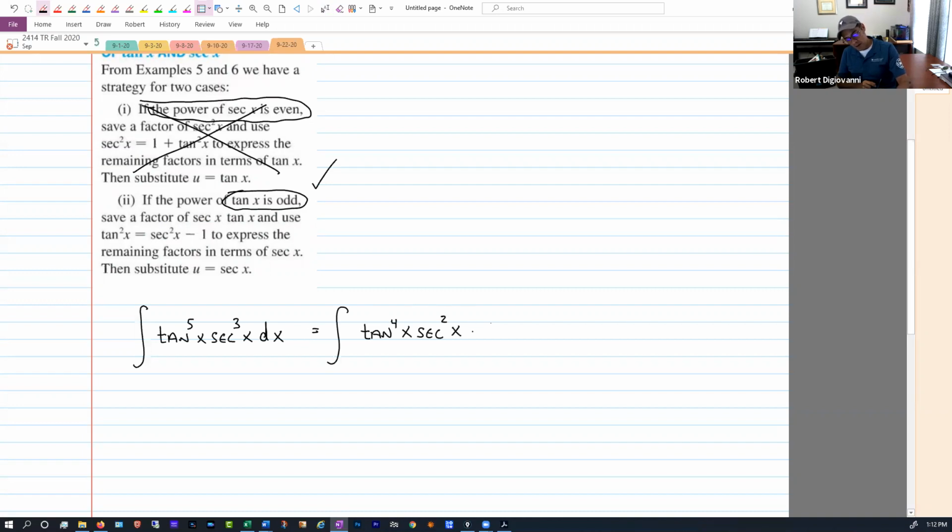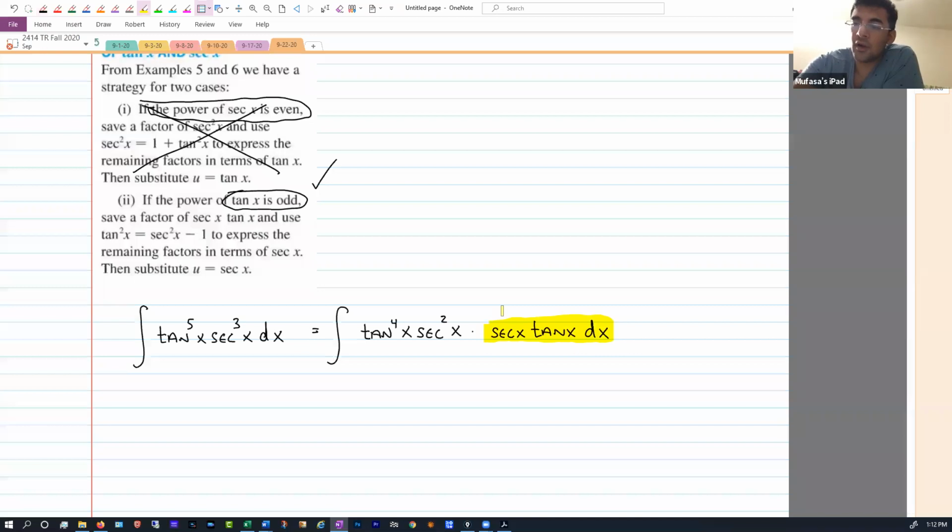And I peeled off both a tangent and a secant. I'm going to write it this way: secant x tangent x dx. Right, so I just peeled one of each factor off. And the reason, again, we do that is because this in yellow is the derivative of what? Secant. The derivative of secant x is secant x tangent x.